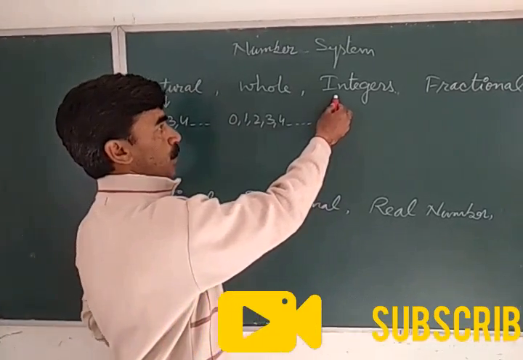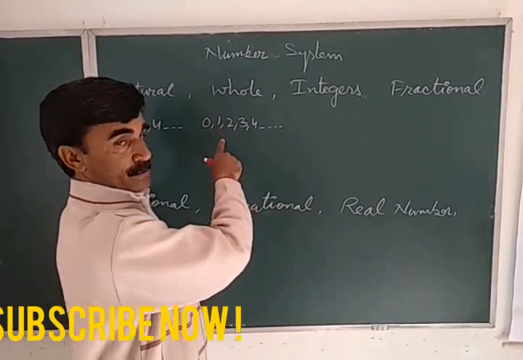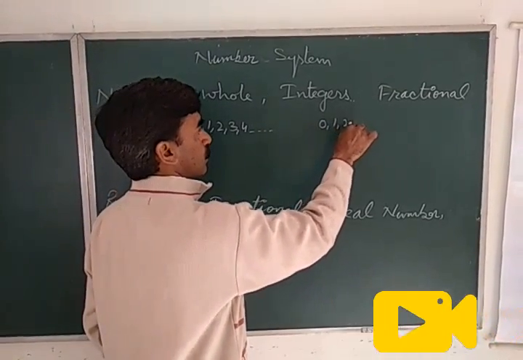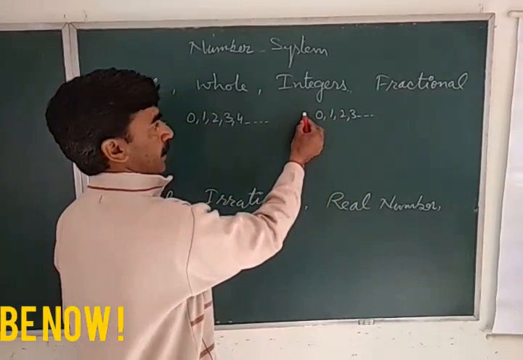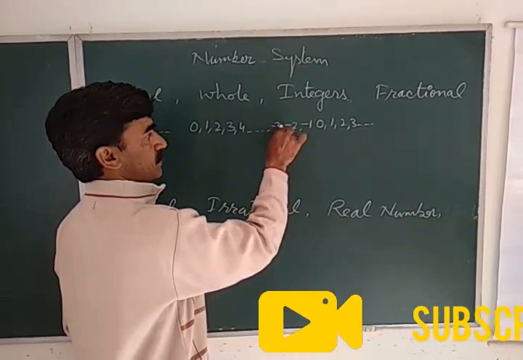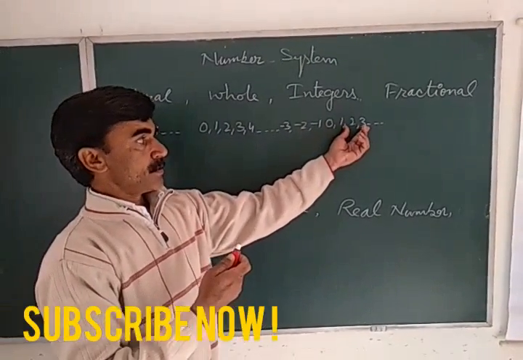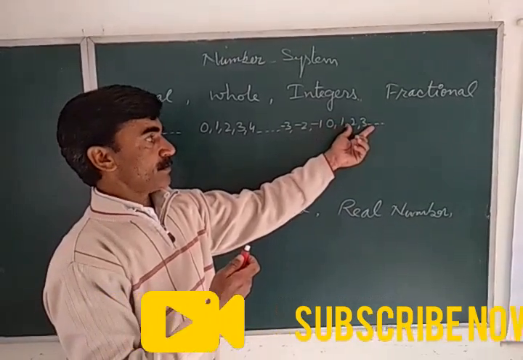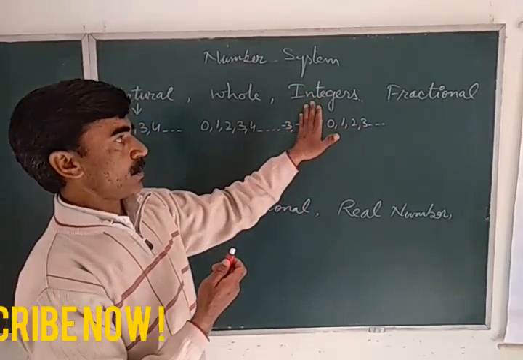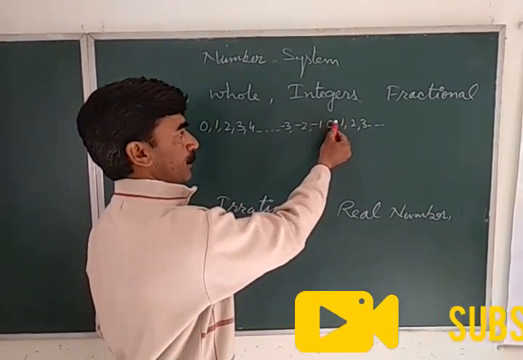Then integers. All the numbers of counting, their negatives, including 0: means 0, 1, 2, 3 and so on, and -1, then -2 and -3 and so on. Means all the natural numbers, 0, and negatives of these natural numbers, all these taken together are called integers. 0 is the equilibrium point, you can say.